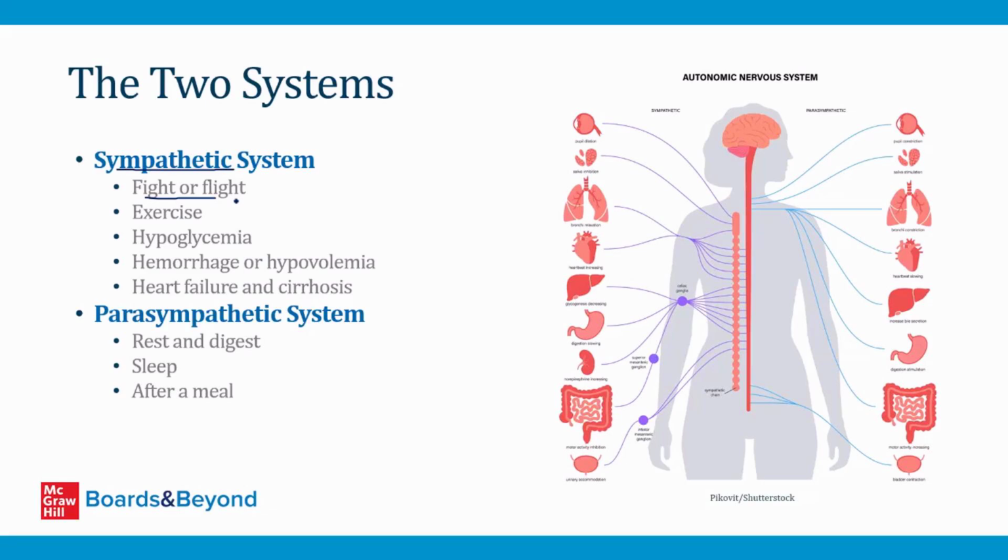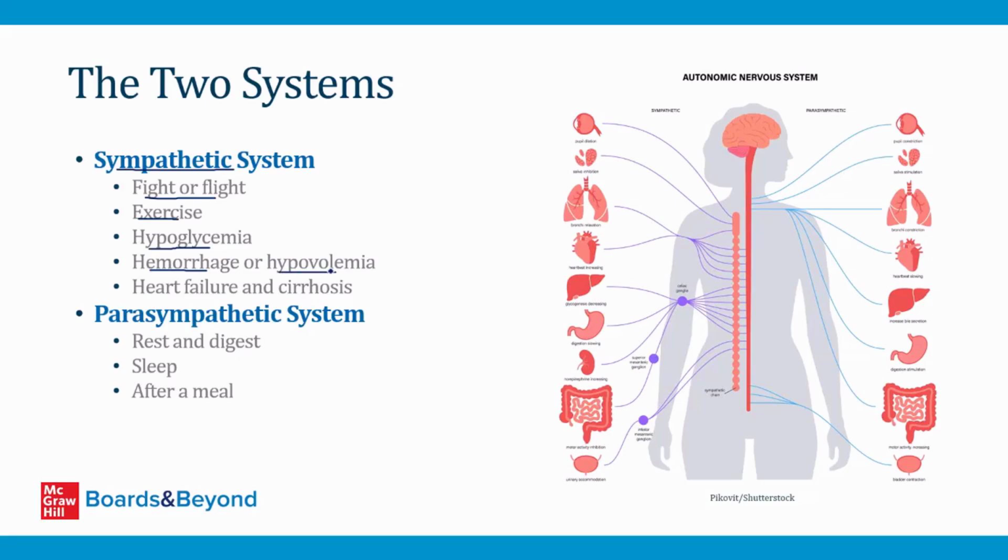Some of the important things that activate the sympathetic nervous system I've listed on this slide. Exercise is a big one. Another one is hypoglycemia. If you ever meet a patient who has low blood sugar for any reason, you will see all the involuntary actions of the sympathetic nervous system occurring at the same time. The sympathetic system is also activated anytime there's low volume in our vascular system. So for example, someone who's hemorrhaging or who has hypovolemia for any reason.